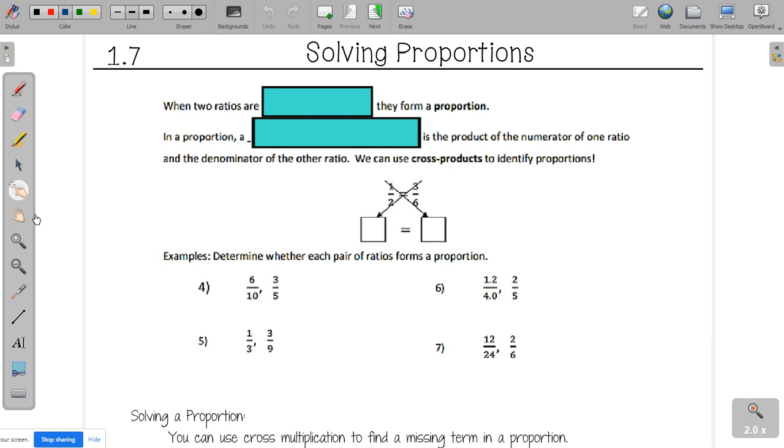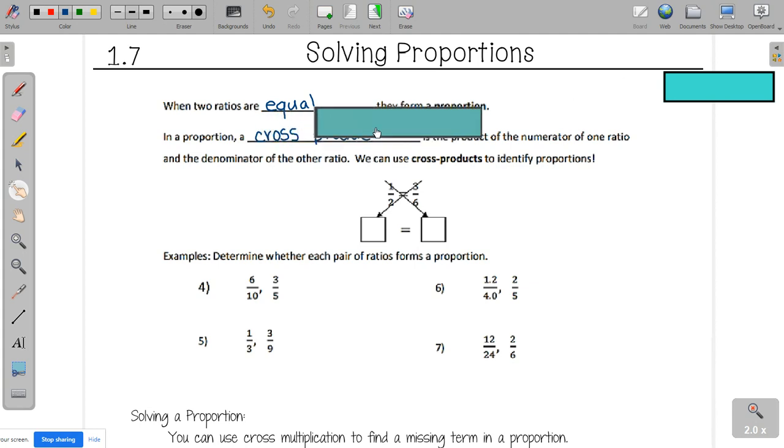Today we are going to be looking at solving proportions. When two ratios are equal, they form a proportion. In a proportion, a cross product is the product of the numerator of one of the ratios and the denominator of the other. So when multiplying it diagonally, if we multiply this example diagonally, the two products are going to equal each other.